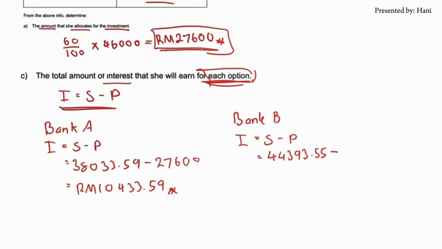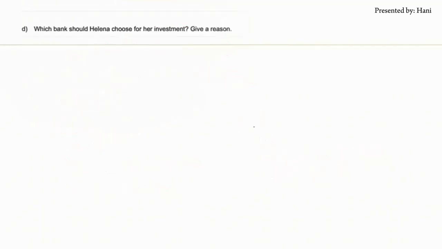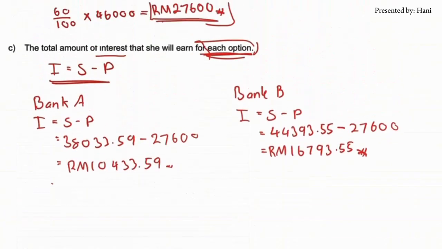4393.55 minus P, 27600. Go ahead and press your calculator and you would get 16793.55, and that is the final value for bank B. Let's look at question D, which is the last question. Which bank should Helena choose for investment? Give a reason. Okay, now let's look at question C.